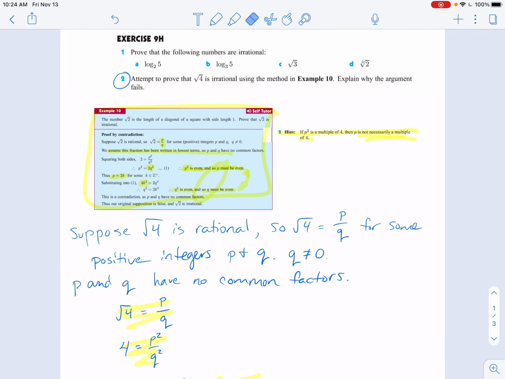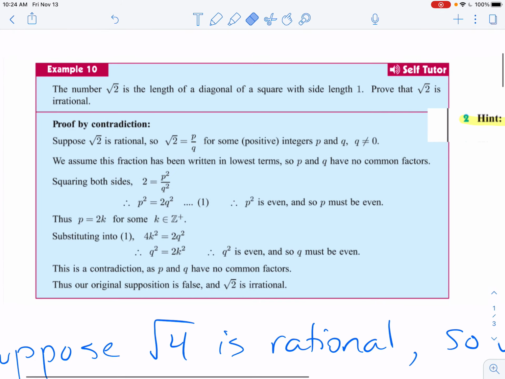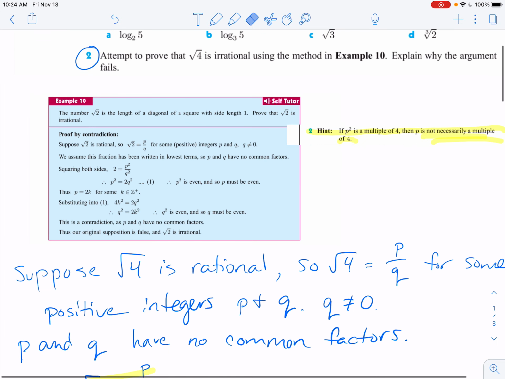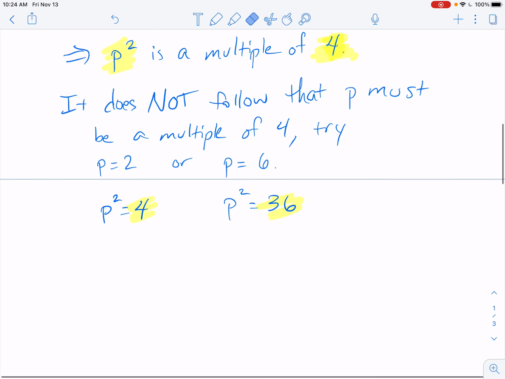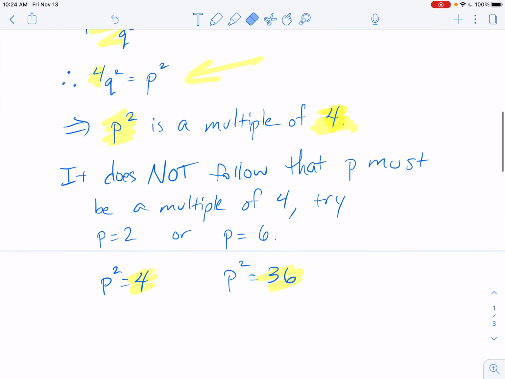We can't make the same assumptions about them both being multiples of 4, and therefore it isn't reduced. And so, yeah, that's how I think we want to address that problem.